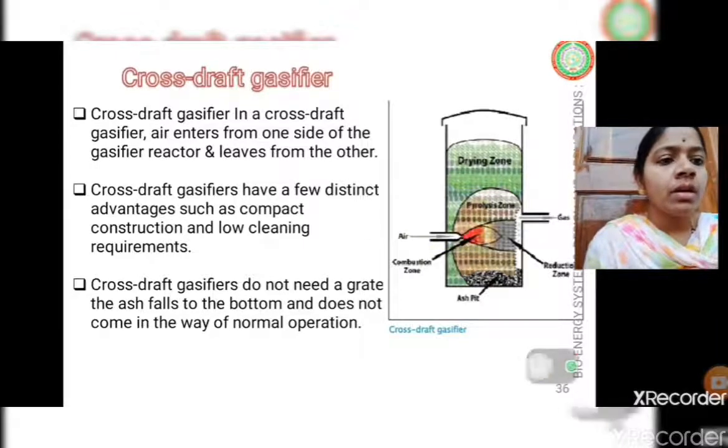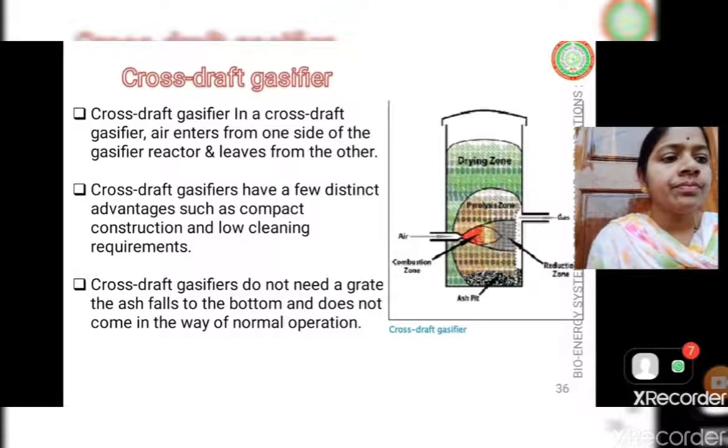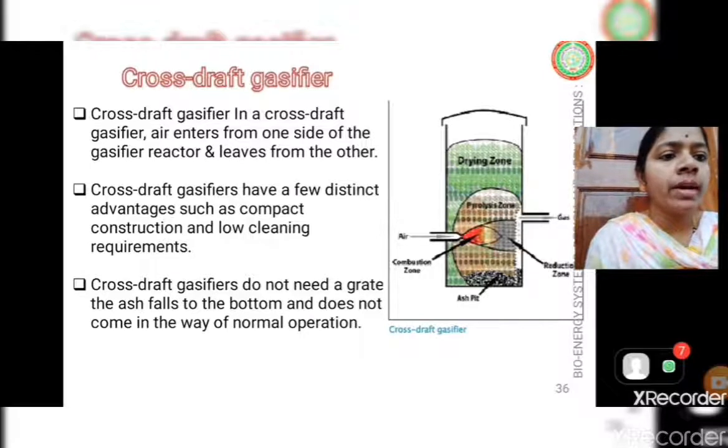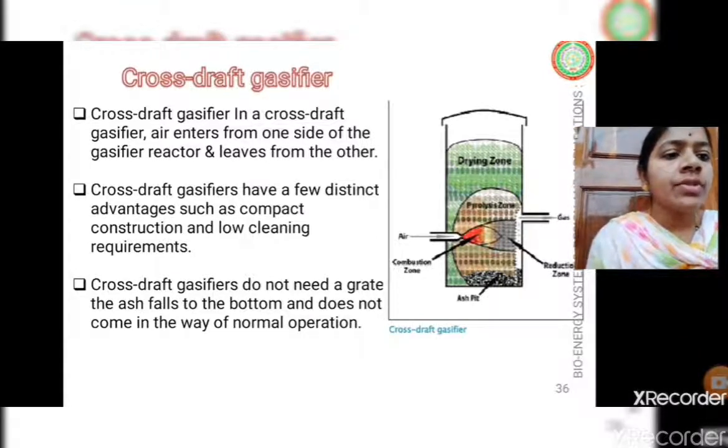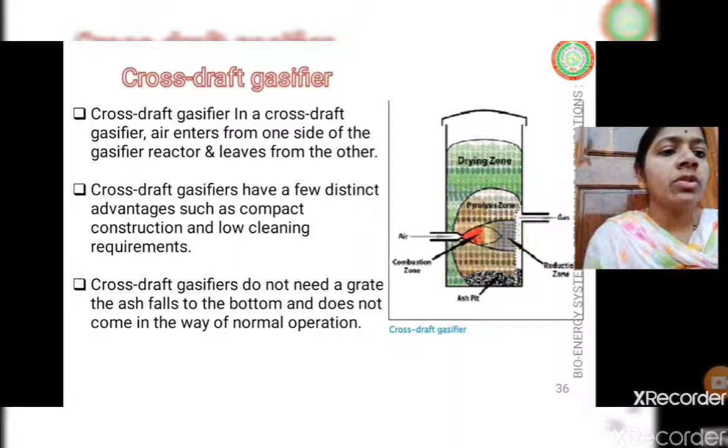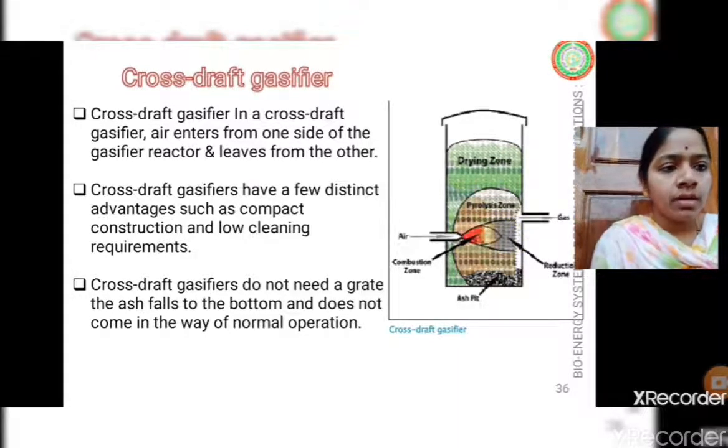Then the crossdraft gasifier. In the crossdraft gasifier we can see the air enters in the reduction zone and then exits from above in the pyrolysis zone. That means the air passes through the combustion zone and the reduction zone. This zone of reduction is also known as the hearth of the gasifier.